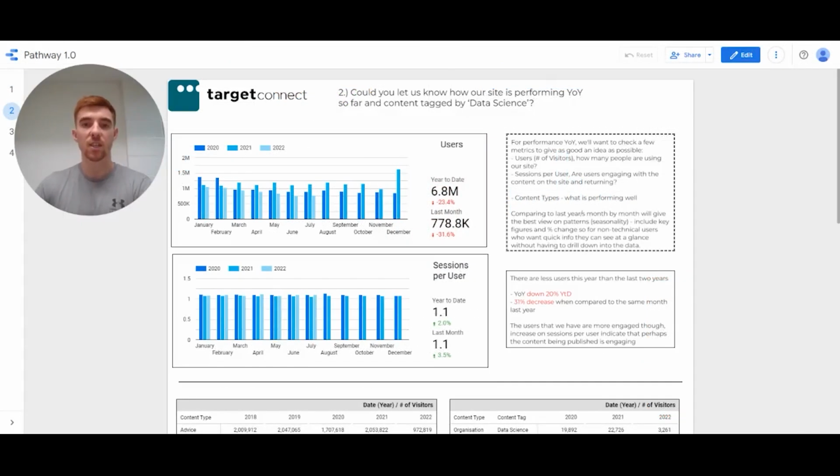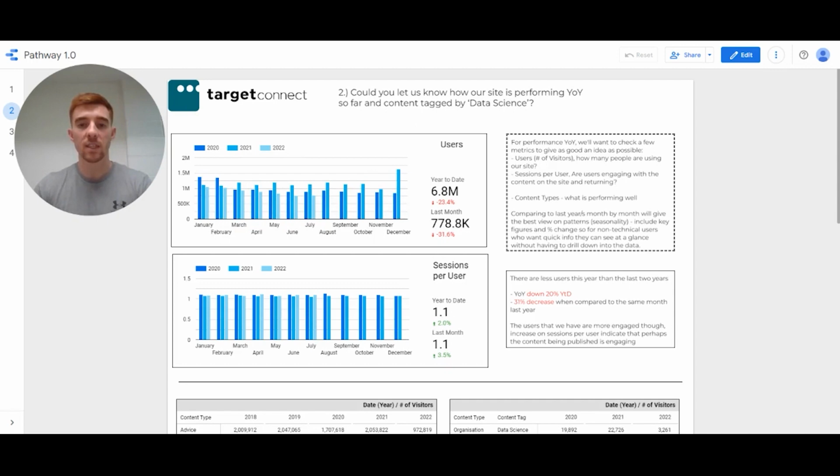For the second task, we've been asked if we could find out how the site is performing year on year so far, and also specifically content tagged by data science. We'll tackle the first part of it first, and what I've done, I've plotted the users month by month. I've plotted them against each year as well, so we can have a direct visualization of how it's performing each year. So we can see here, it's slowly gone down over the years, and there's that spike we were doing in the last task last December.